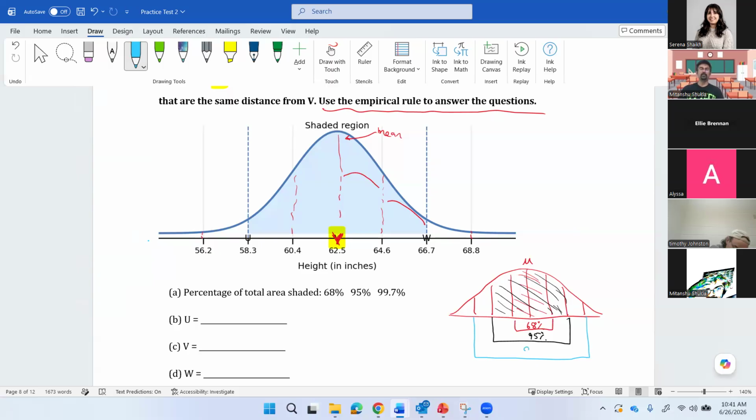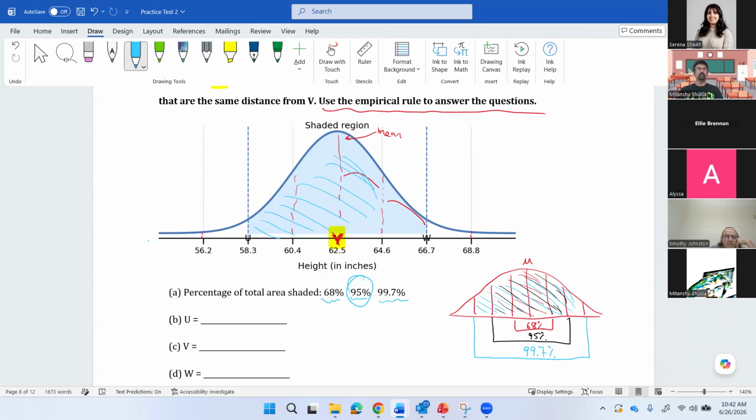It is 99.7%. Okay. So when I'm looking at this shaded region, what's my percentage here? Am I in the middle 68%? The middle 95%? Or the middle 99.7%? The 95%, I agree. Okay. It's in the middle 95%.